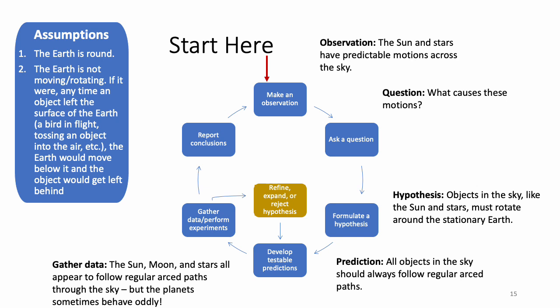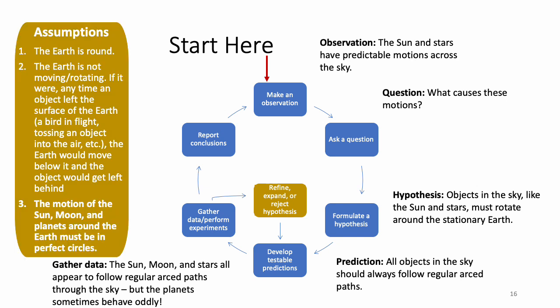Because we were able to falsify our hypothesis that the sun and stars rotate around the stationary Earth in a regular arced path, we now need to refine, expand, or just completely reject the hypothesis. But we really want to answer that question of what causes these motions. And so what the people of antiquity did was they decided to refine their hypothesis. And one way they decided to aid in refining their hypothesis is to add a third assumption.